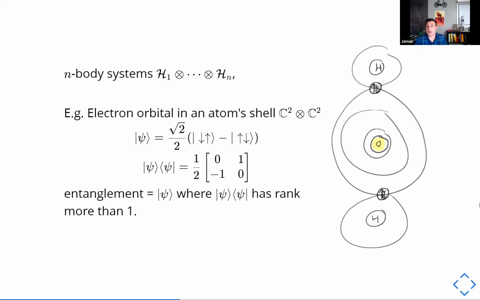Okay, now we've got to entangle stuff. That's the cool part, right? It's when you get particles close enough together that they do something fun. What does that mean to the mathematician? Well, there are two ways you could glue two vector spaces together. You could sum them together, or you could tensor them together.